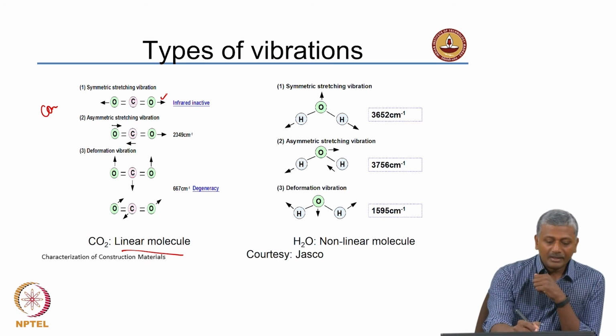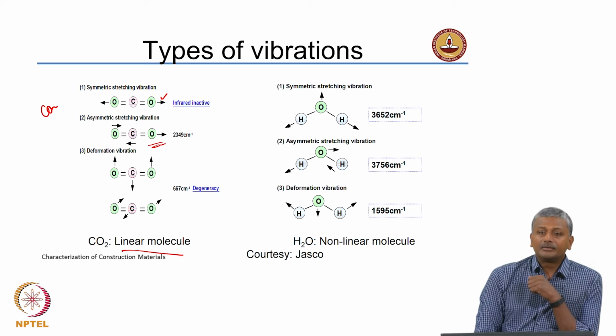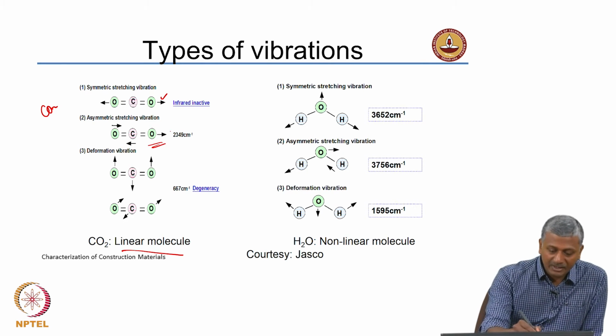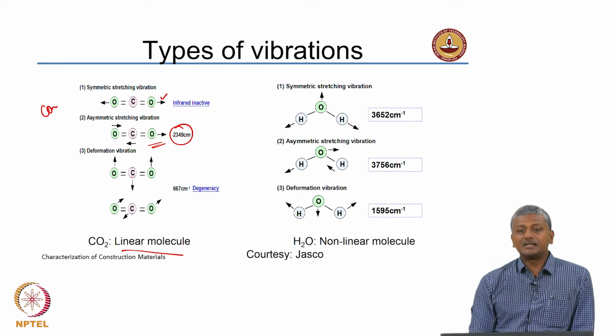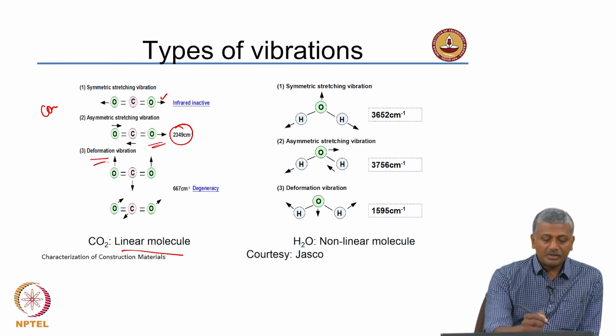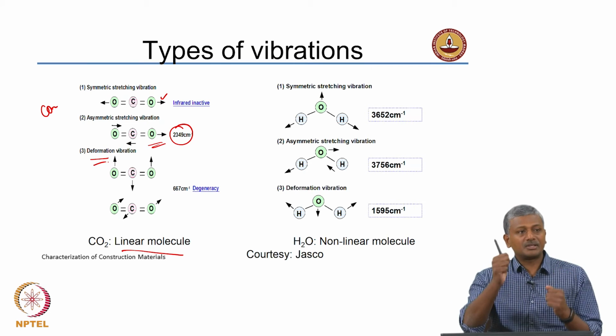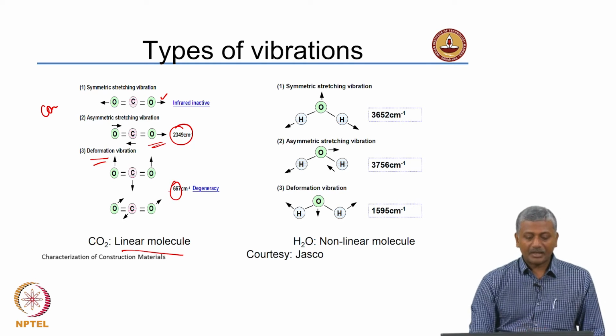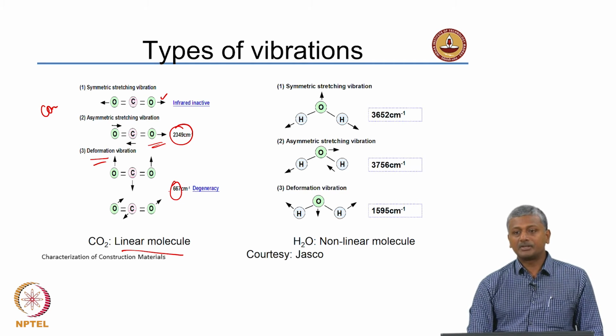On the other hand, if there is asymmetric stretching, that will correspond to a specific energy absorption of infrared light, and that happens specifically at 2349 centimeter inverse wave number. Deformation vibrations which lead to a change in the linearity of the structure can happen at 667 centimeter inverse.